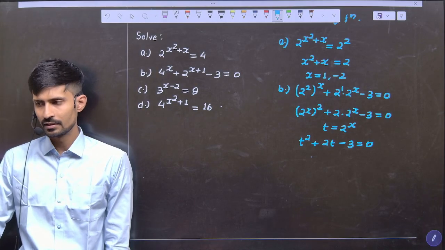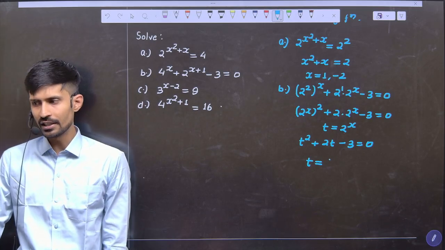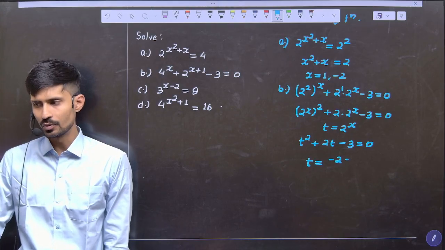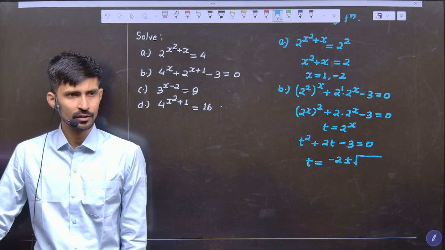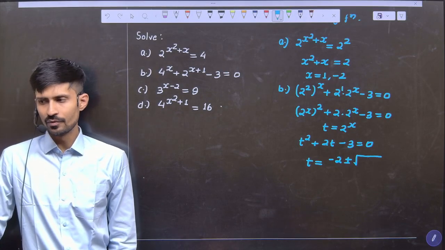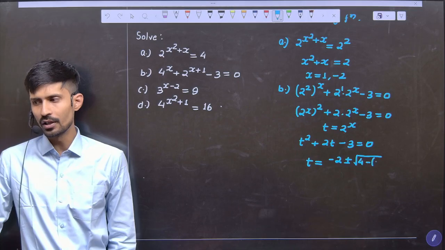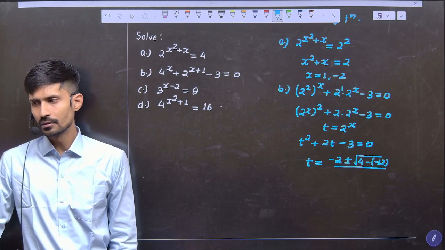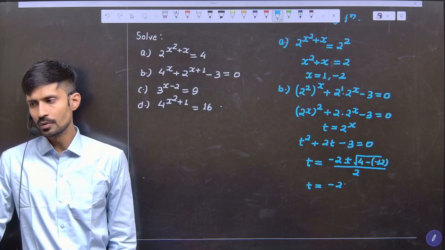What is a? What is b? 2. What is c? So for the t value, this is quadratic. I will apply the root formula and find the root: minus 2 plus minus. I know the root, but I am showing you, as last question I didn't show you. Root under b square, b is 2, so 2 square is 4, minus 4 into a into c, 4 into 1 into minus 3, minus 12, upon 2.